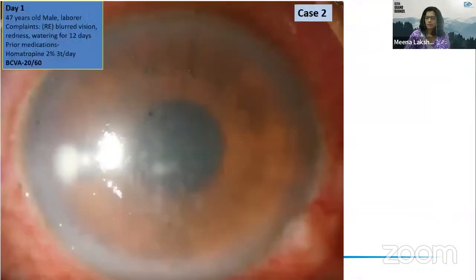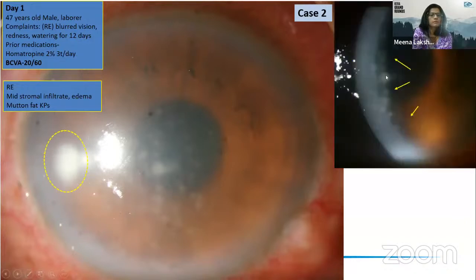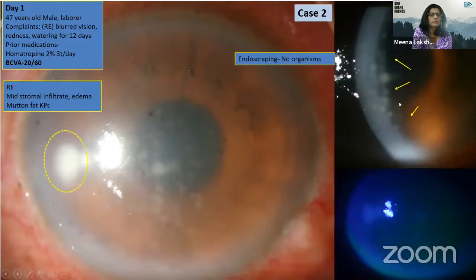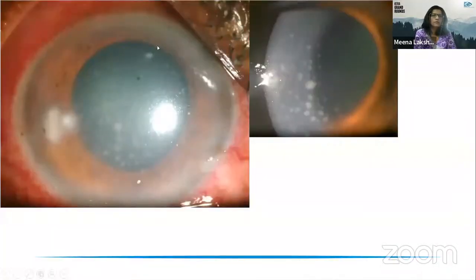My next interesting case is a 47-year-old liberal who had similar complaints in the right eye for the last 12 days and was diagnosed as uveitis and was treated with cycloplegic alone, with a BCVA of 20/60. On examination, it revealed a mid-stromal infiltrate with very conspicuous large mutton fat KPs, as you can see over the slit view. The infiltrate was much deeper, so endoscoping was advised, which revealed no organism, and the patient was treated with voriconazole, thinking about a fungal keratitis with an endoexudate-like picture.